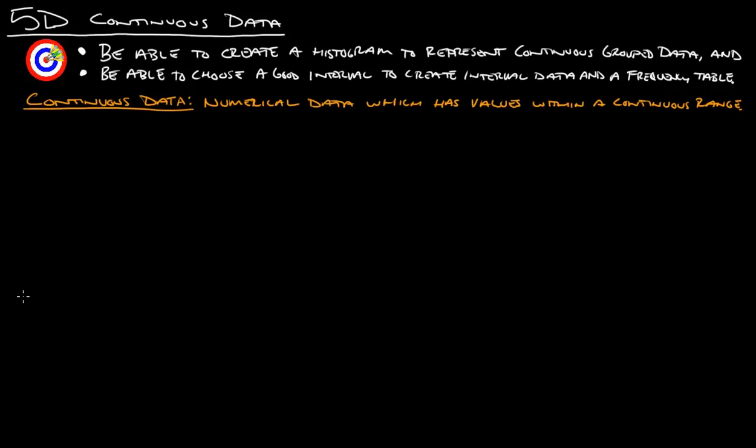I'm going to take you through the 5D notes on continuous data. At the end of this, you should be able to create a histogram to represent continuous group data, and also be able to choose a good interval to create interval data and a frequency table. Okay? So, first thing to talk about is continuous data.